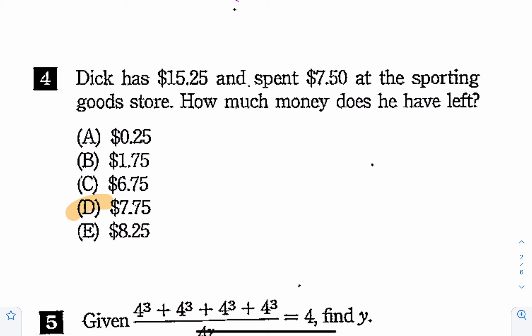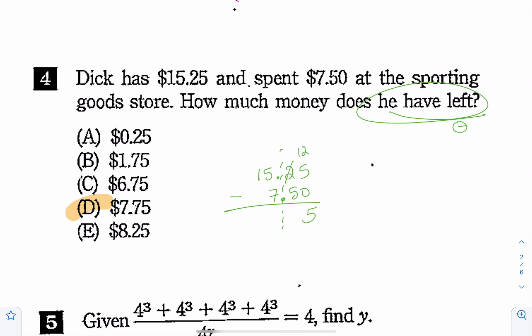Next, for number 4, Dick has $15.25 and spends $7.50 at the sporting goods store. How much money does he have left? So have left means subtract. So I want to do $15.25, and you want to subtract $7.50. Just make sure you line up the decimals. So to borrow here, and you get $7.75. Now make sure to put the decimal aligned, and in the final answer, I'll give you choice D.